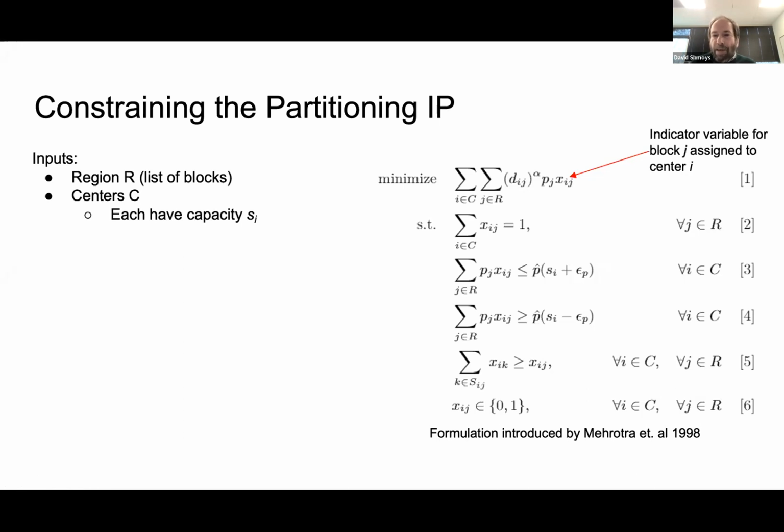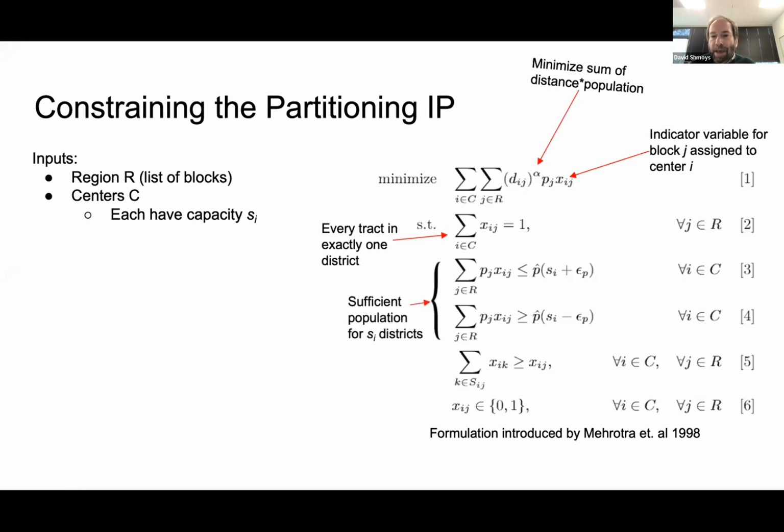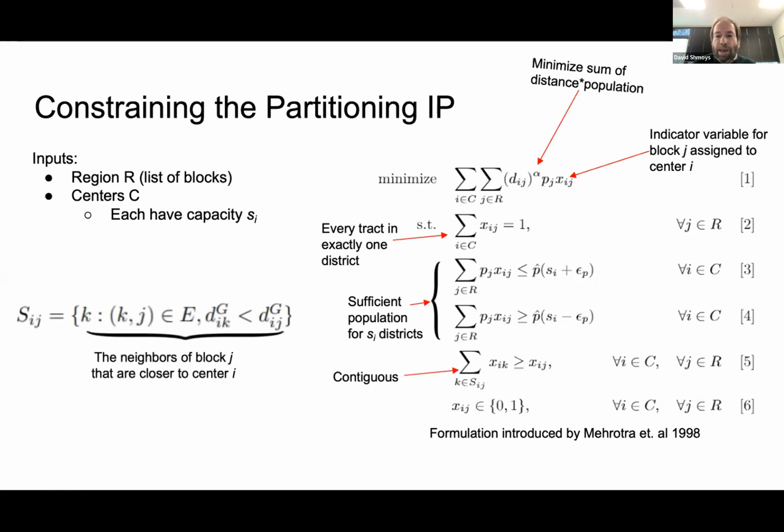Of course, every block has to be in exactly one district. These two constraints ensure that they're population balanced. And this constraint is a well-known trick introduced by an earlier paper in Malhotra, which essentially says that if I think about the graphical underpinning of the regions being drawn, if I assign a given block to a given center, one of the neighbors of that block must be even closer in the underlying spanning tree that would be built to that center as well.